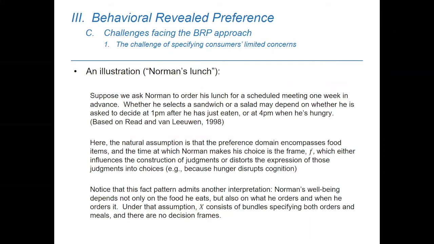Now, that may not be a very plausible rationalization of Norman's choices. It's hard to imagine a legitimate reason why he would think there is some sort of complementarity between his experience of ordering and his experience of consuming 1 week later. But let's leave that aside. If one were determined to rationalize this pattern without frames, one could do it.